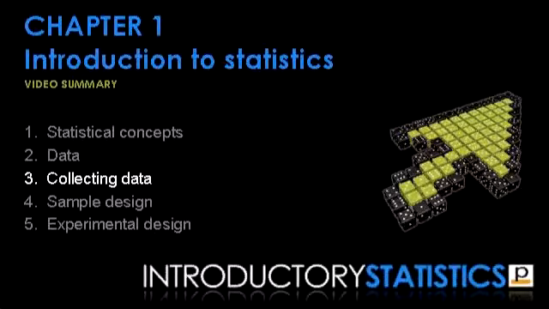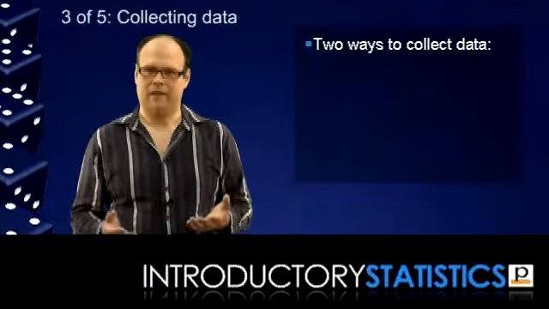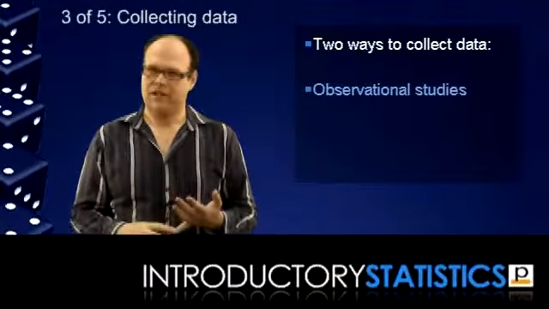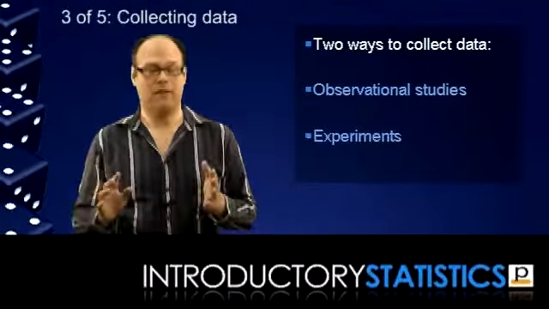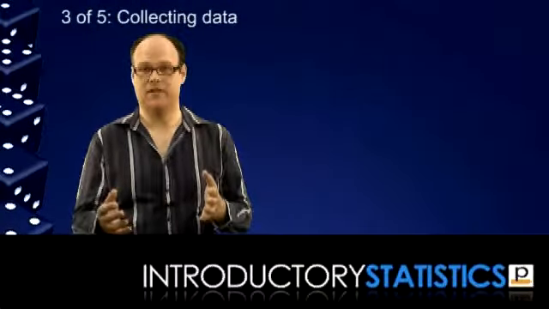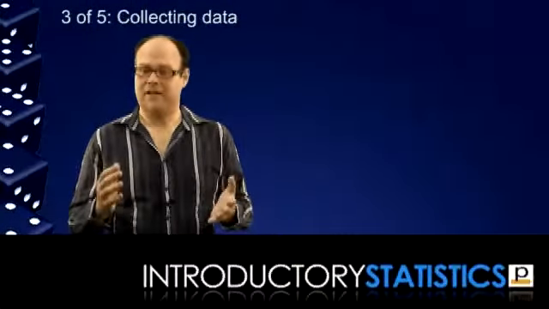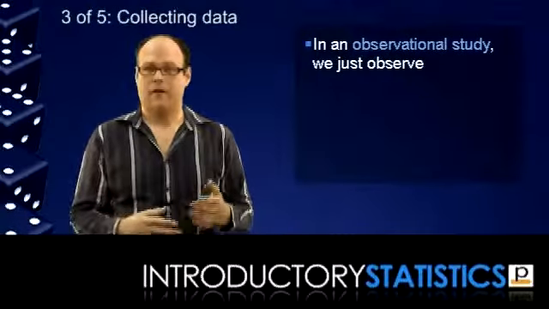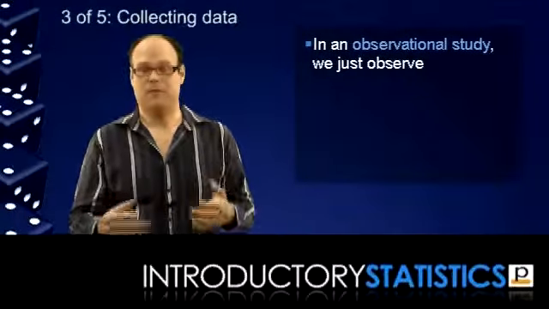So that's data. But how do we get data? How do we collect it? Well, there are two main methods of data collection available for us. There's observational studies and there's experiments. Now, in both methods, we basically get data by observing responses from subjects of the study. But the way the methods differ is in how we treat those subjects. Now, in an observational study, we basically don't treat them, we just observe them.